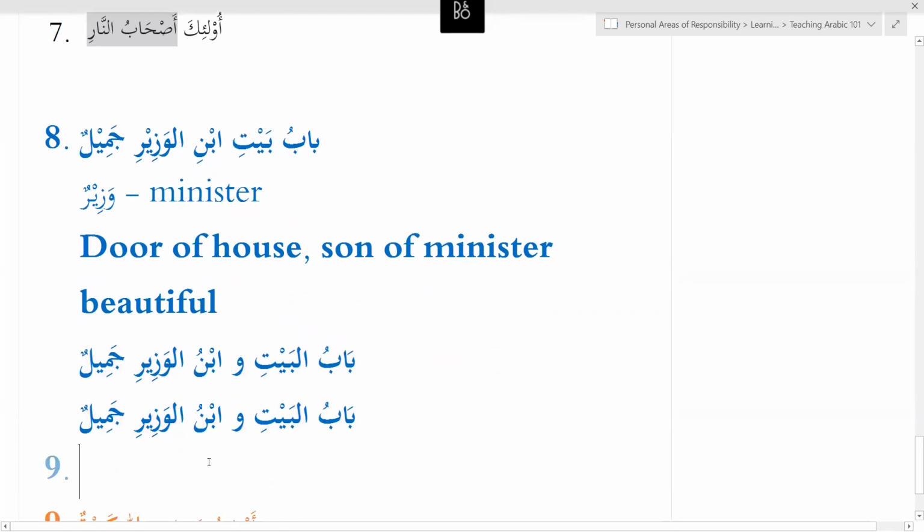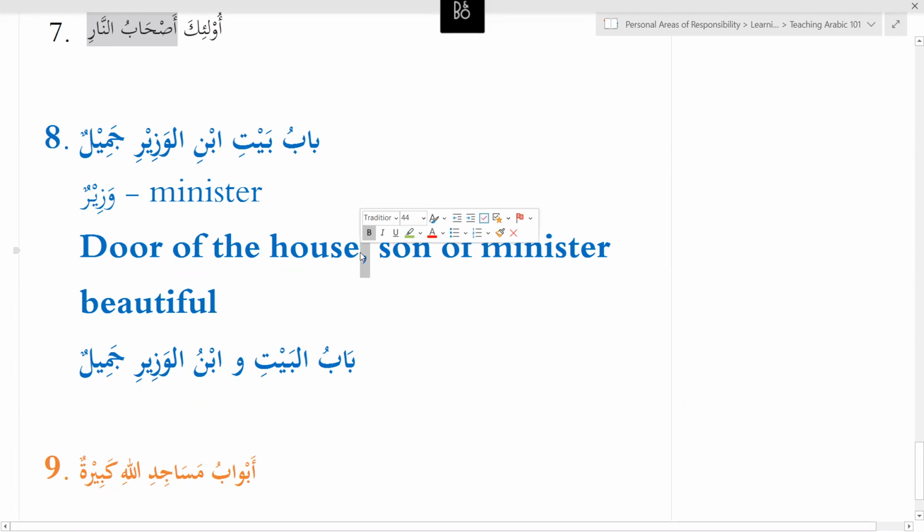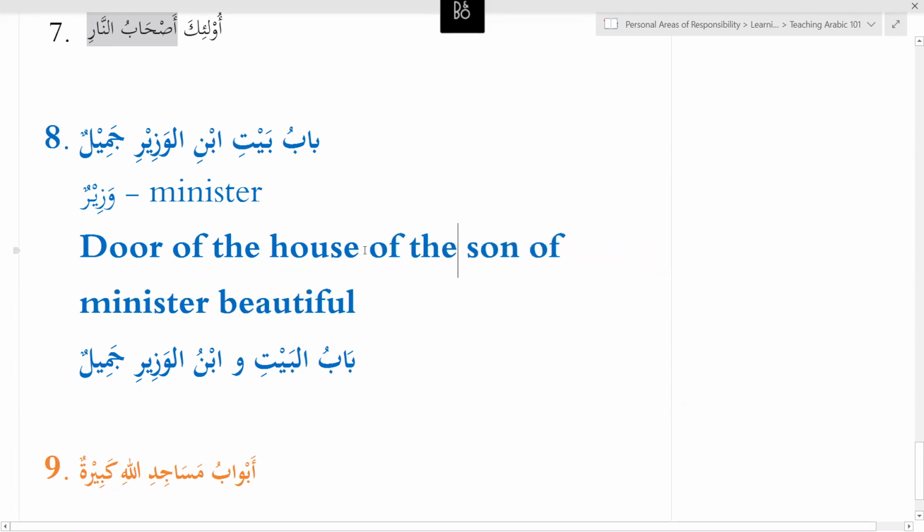Door of the house of the son of the minister is beautiful. Very good. Door of the house. Now it is Baiti Ibni. It's not Al Baiti because Al I would remove it when I put another of. So door of the house of the son of the minister is beautiful.